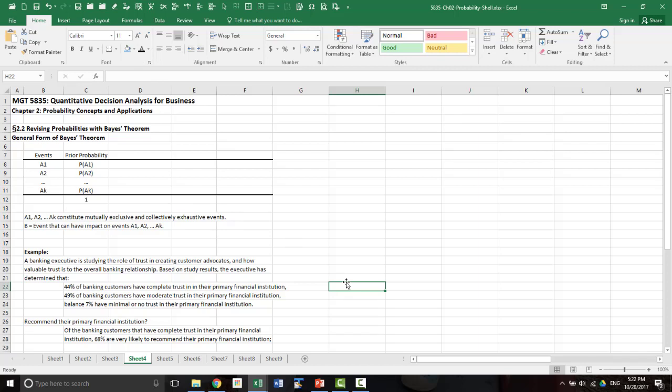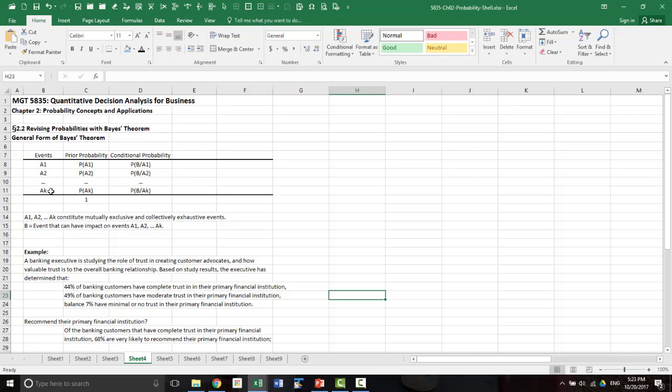Now, if there is an intervening event, some other event that happens, so some new information is available to you, and these are called conditional probabilities. So we have event B, that is an intervening event. We'll look at an example in just a minute. So now we have the conditional probability of that intervening event given each of these prior events that we are interested in.